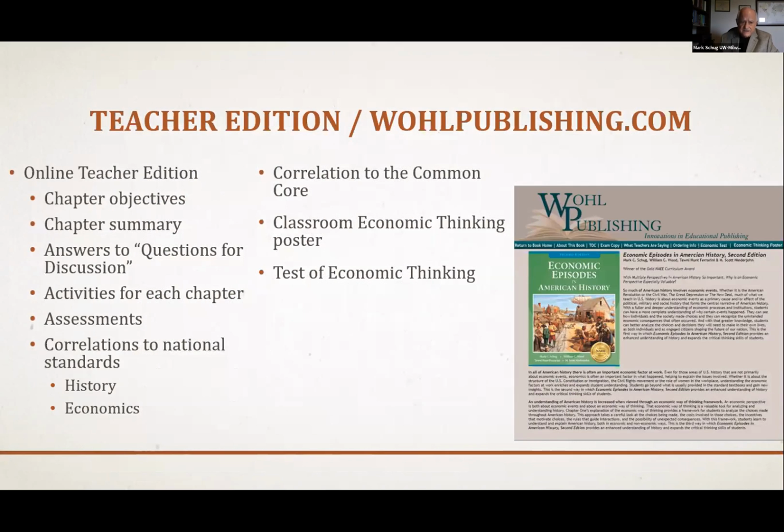Now the teacher edition has chapter objectives. It has a chapter summary. It's only in PDF, so you can have it on your computer and just take it home. You can look at it anytime. There's an activity for every chapter, so it essentially becomes like a lesson plan. There are correlations to national history standards and economic standards, and correlation to Common Core, less important today than it was when we wrote this.